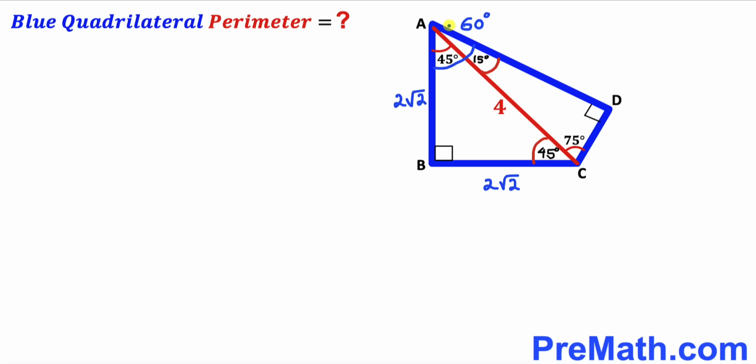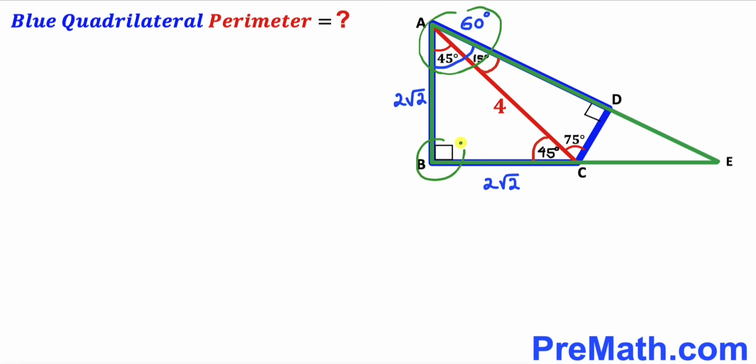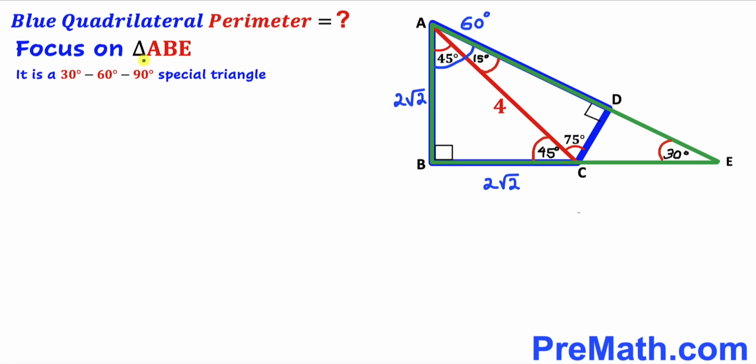And now let's make the observation once again. We know this angle is a 60 degrees angle and this is our 90 degrees angle. So therefore, we are going to think outside the box to make our job simple. So therefore, we have created this right triangle ABE that superimposes this blue quadrilateral. And now we know that this angle is 60 degrees. This angle is 90 degrees. So therefore, this angle has got to be a 30 degrees angle. So therefore, we conclude that this right triangle ABE is our special 30, 60, 90 triangle.